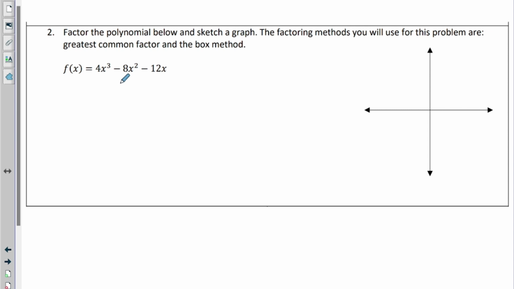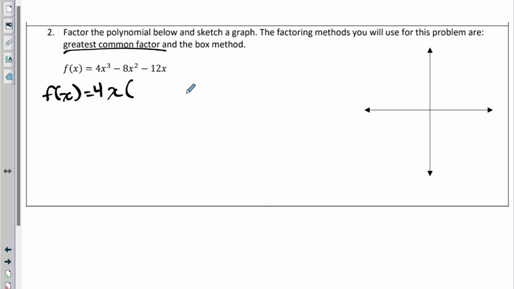Right away, I notice there's an x, because there's an x here, an x here, and an x here. So let's pull out x. And let's check if there's any number that could go into all these things. Well, I notice they're all even, so 2 can go into it. But is that the greatest common factor? No, because 4 can go into each of these as well. So let's factor out a 4x, okay?